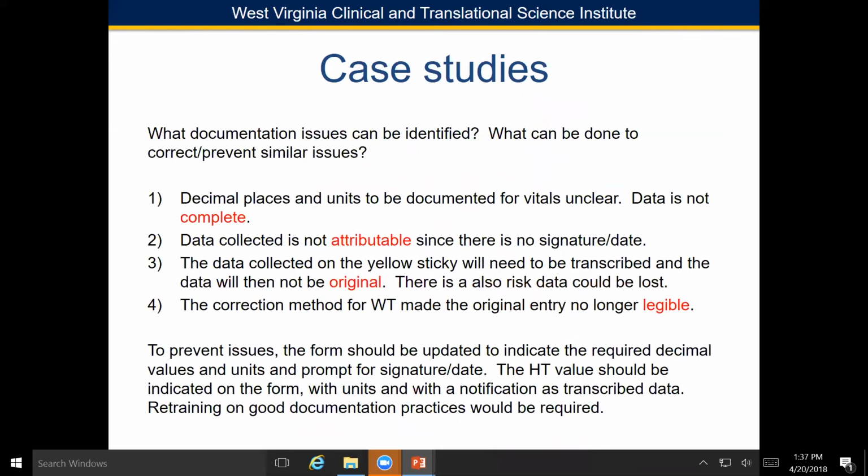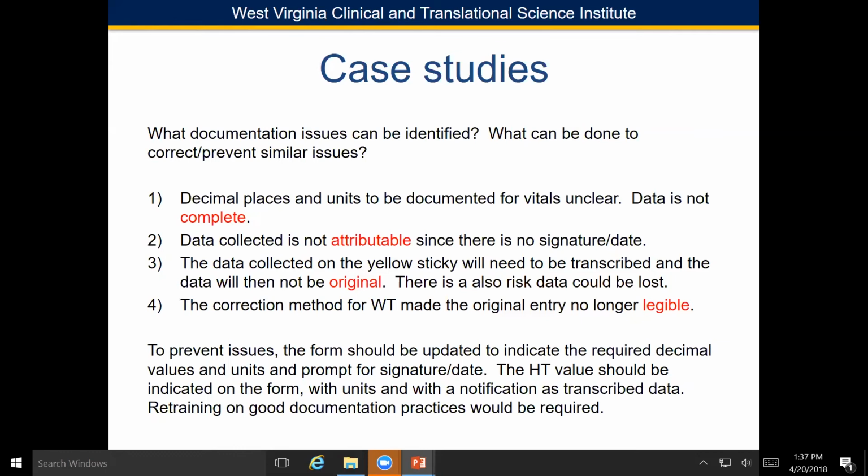So this is just a recap to identify the principles of good documentation practices that were not being followed in the previous case. So the decimal places and units for the vitals were unclear, so the data is not complete. The data collected is not attributable because there's no signature and date. The data collected on the yellow sticky will need to be transcribed and then will not be original, and there is also risk that data could be lost. The correction method for the weight made the original entry no longer legible.